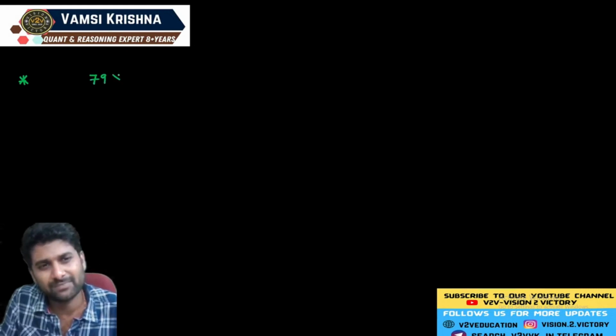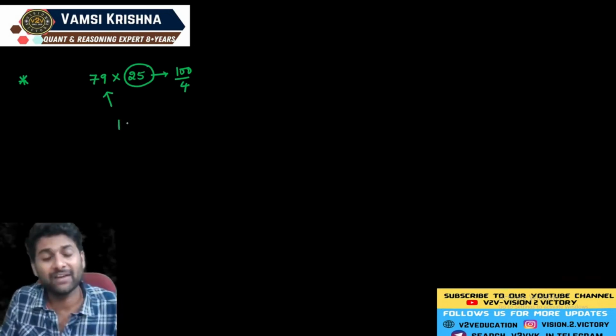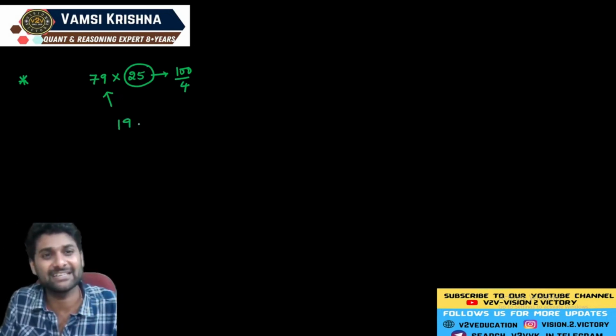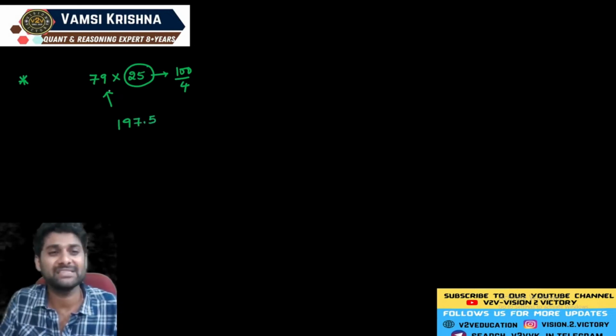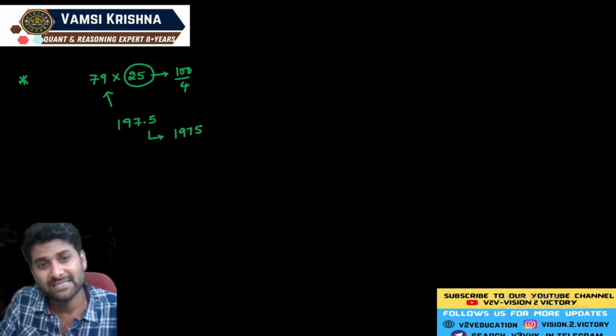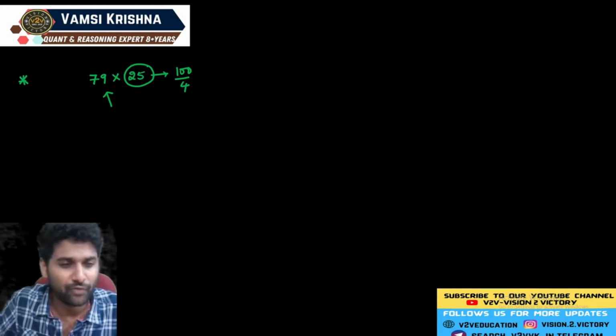Let me take one more calculation. For example, 79 multiplied by 25. You already know that 25 means 100 divided by 4. Now just identify: 4 ones are 4, 4 nines are 36, and 4 sevens are 28. Sorry, once we are dividing by 4, right? It means if 79 is multiplied by 25, the resultant is 1975.